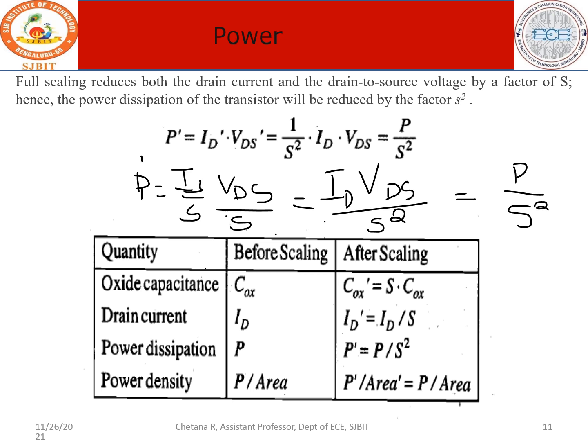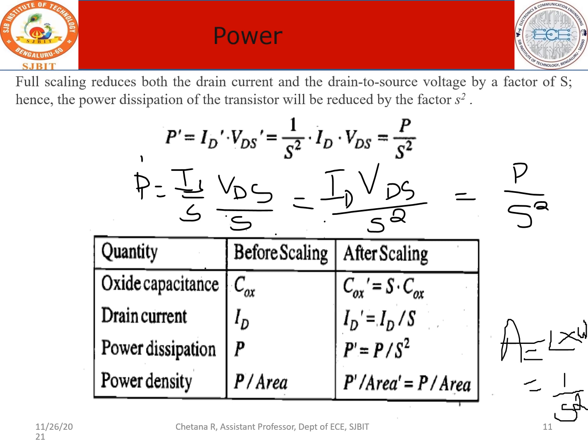Next is power density. Power density is power by area. We already found out what the area is; if not, you can have a note of this. Area is equal to L into W. L and W are scaled by 1 by S. Therefore, this is equal to 1 by S square.